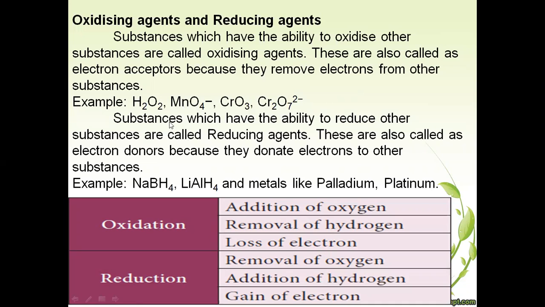Another substance is oxidized with their help. So this is called an oxidizing agent because it removes the electrons from the other substance. It accepts the electrons. These agents accept the electrons and remove electrons from other substances. So these are called oxidizing agents.